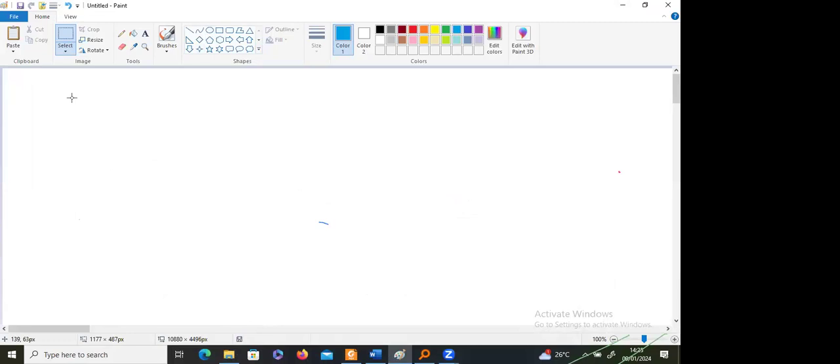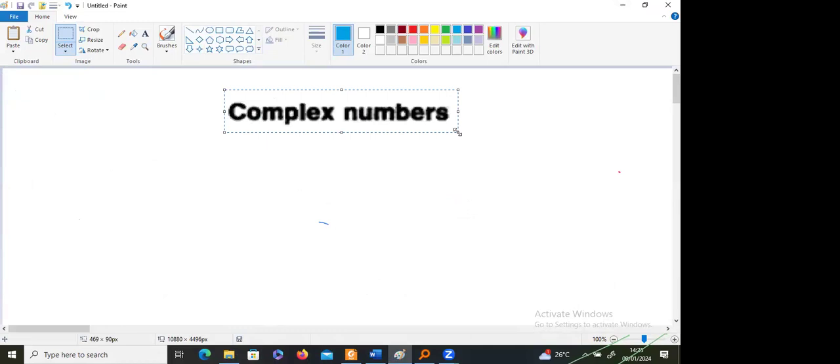This is what I wanted. This is our topic today, complex numbers. And we have seen what complex numbers look like. Now, what are those things that we may need?